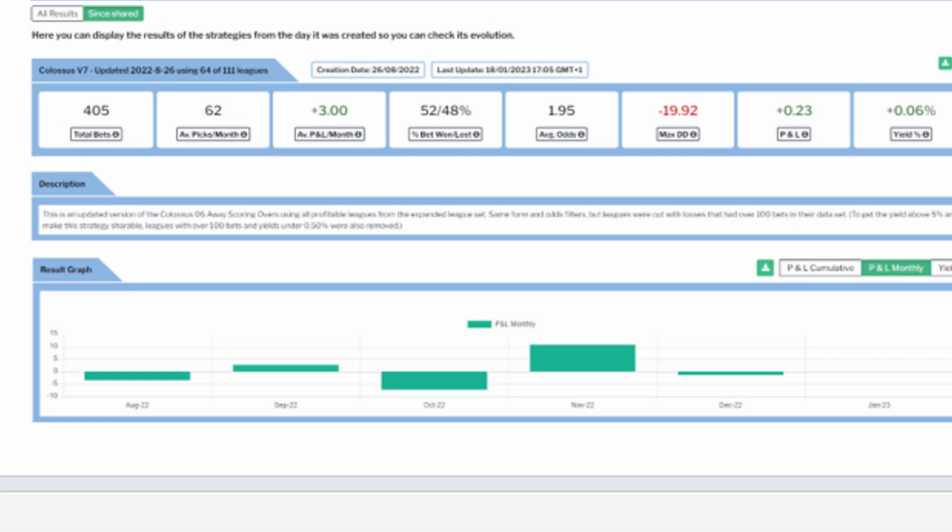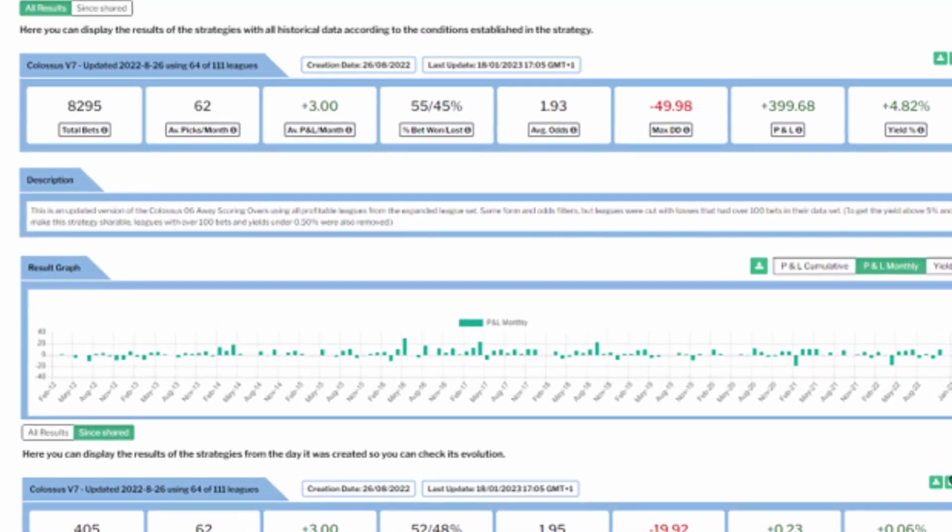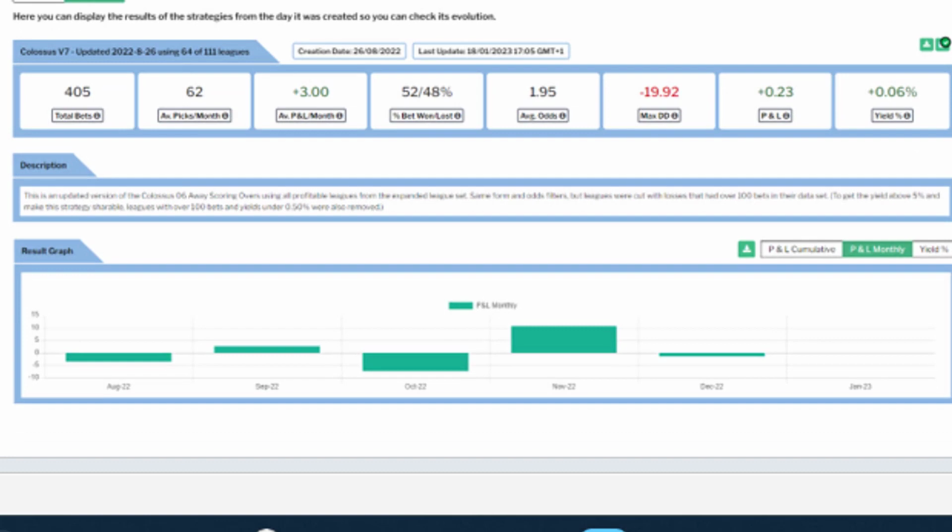It could just be a bad run. It probably is. If we look at the all-time results from the past 10 years, the win rate has been 55%, but in the last 400 bets, the win rate has been 52%. So obviously, if there are fewer matches finishing over 2.5 goals, then we're not going to make as much.